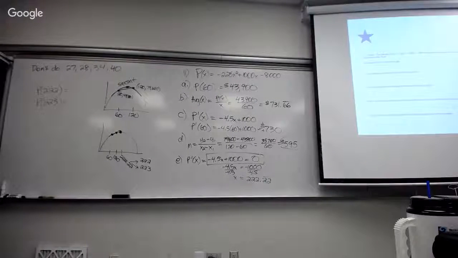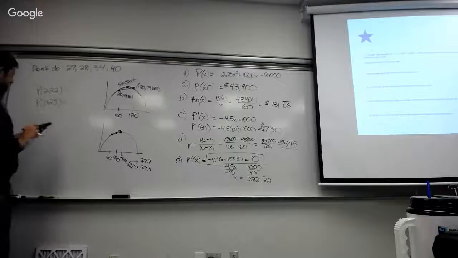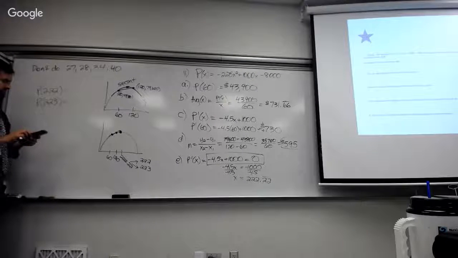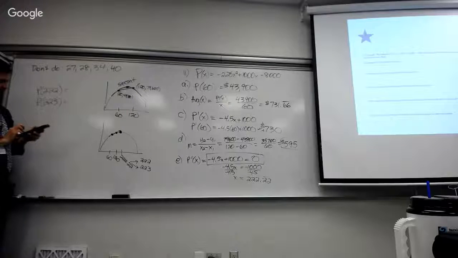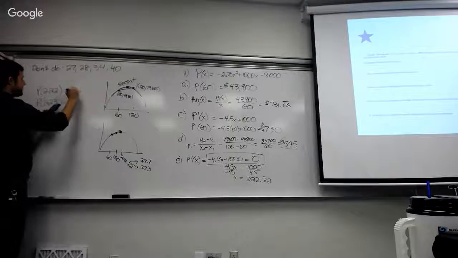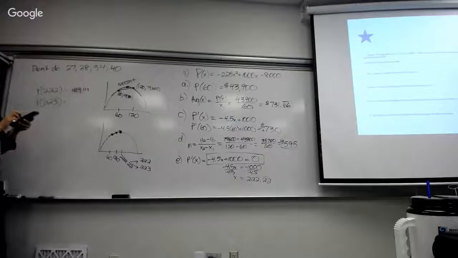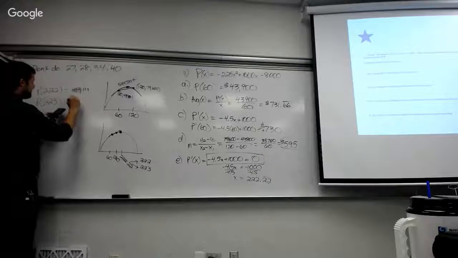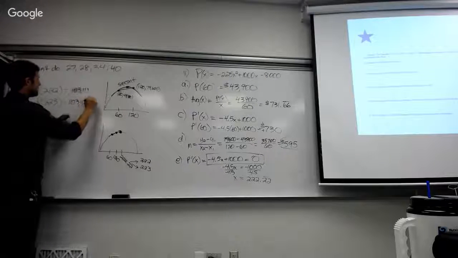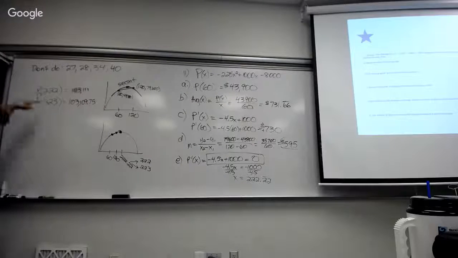So I'm going to go ahead and plug in 222 and 223 and see what I get. When I plug in 222, my profit is 103,111. Whereas when I plug in 223, my profit is 103,109. Okay, so in this particular case, it was correct to round in the direction that you expected.